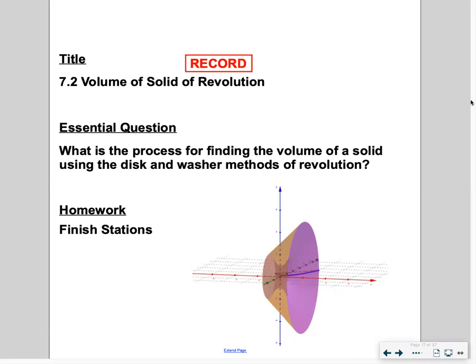Okay. And I can explain what this means and try to visualize what this means in a minute here.